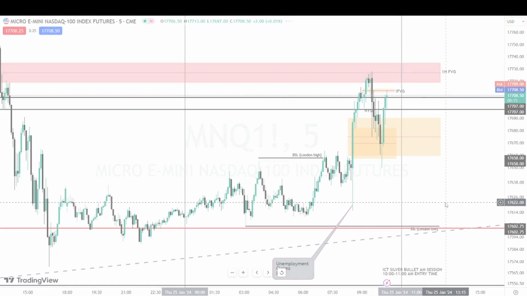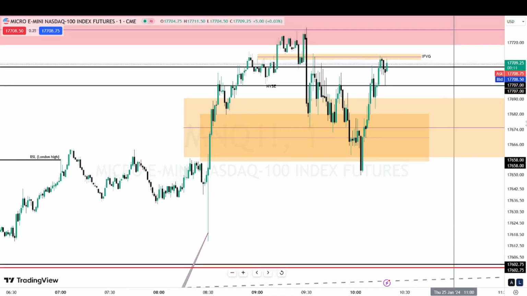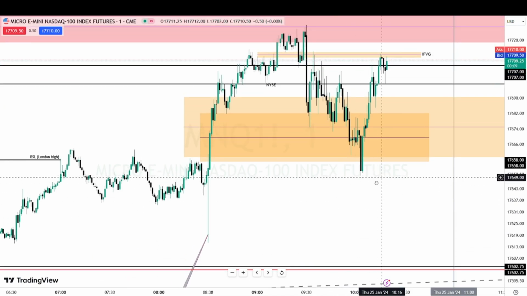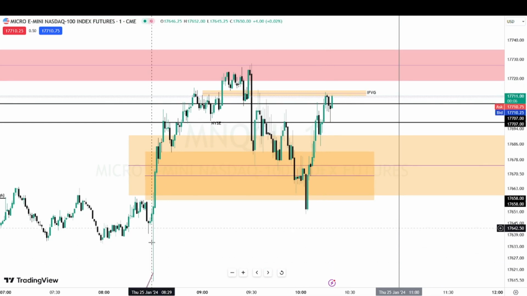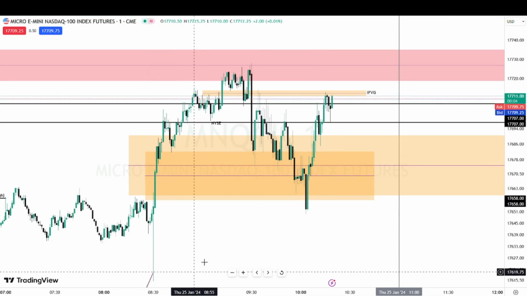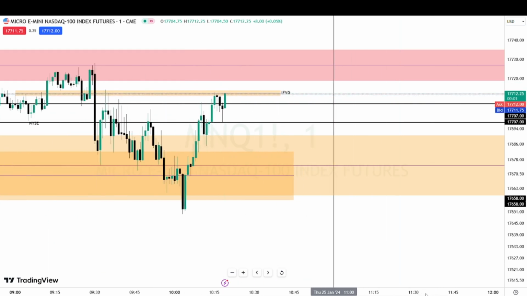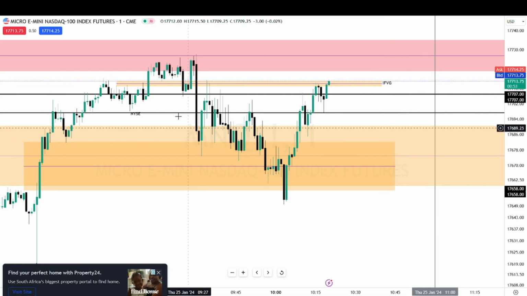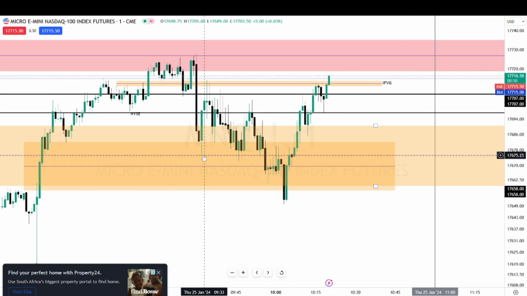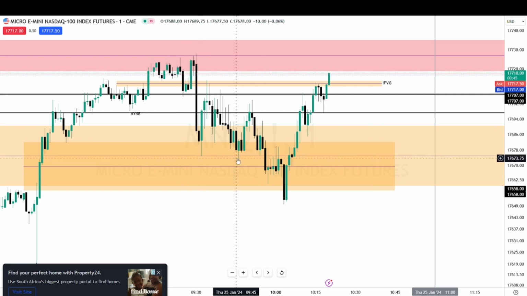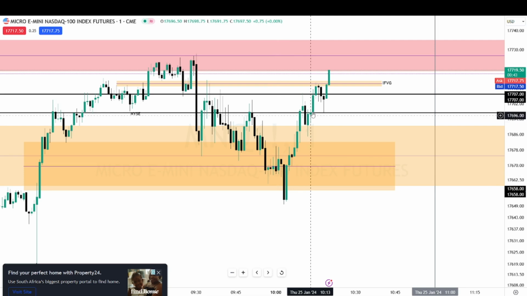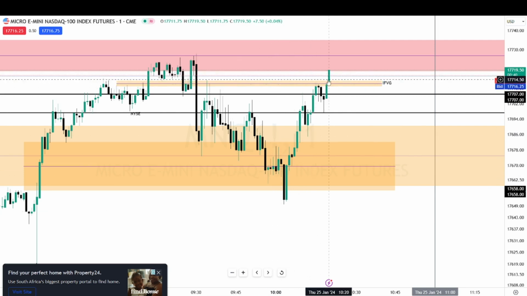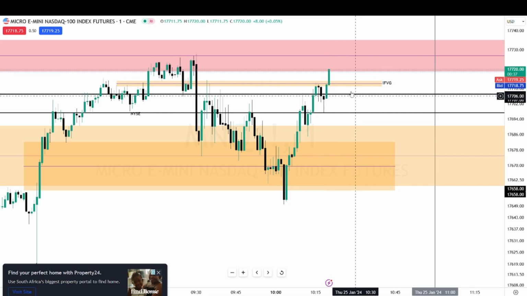Let's go to 1 minute, because this to me, maybe the 50% consequent encroachment of this one right there. So we have the 1 minute fair value gap right there, of which it worked. The minimum TP was hit right there. Then it went even lower. Then we are reclaiming. We are coming back into that fair value gap.